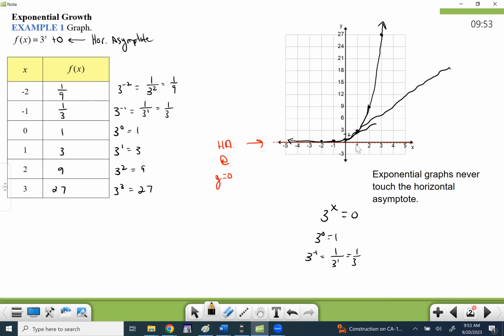I mean, we plugged in 1, we got 3, we plugged in 2, we got 9, we plugged in 3 and we're already at 27. Just to let you know, the next one would already be at 81. So when someone says something grows exponentially, they're saying it grows really fast. All right, let's try this next one.